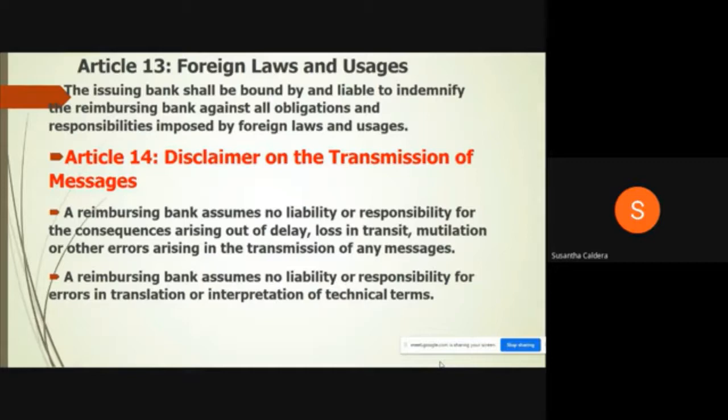The reimbursing bank gets a disclaimer, all these disclaimer clauses. They don't take any responsibility; everything is on the owners, the issuing bank.